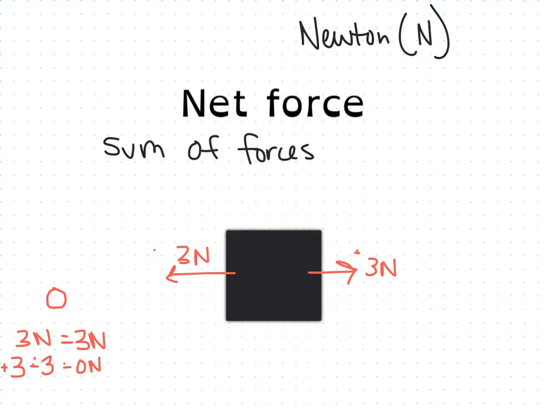Now, if I were to go ahead and add another set of arrows in here, 2 newtons and let's do 6 newtons. So I have 2 newtons up. I'll keep that as a positive. And then I'll use my minus 6 newtons. Okay. I know that those aren't equal. So if I add them together, I get minus 4 newtons.